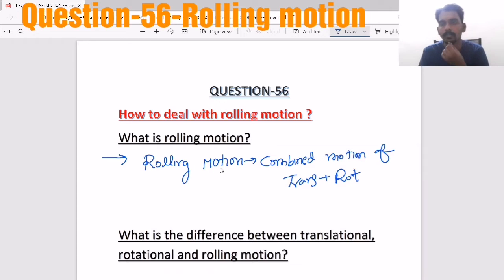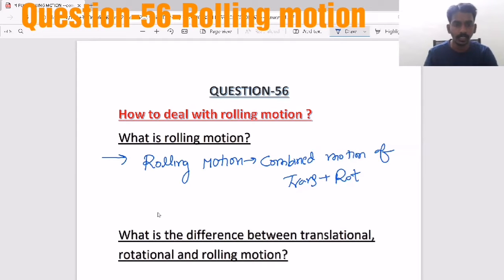is called rolling motion. The best example is the wheel of a moving vehicle. It will move forward as well as rotate at every instant. Such kind of motion we call rolling motion. See, if you consider this as rotational motion, look at the pen. This is translatory motion. But if you consider it like this, it is moving and rotating. That is called rolling motion, or combined motion of translational plus rotational.